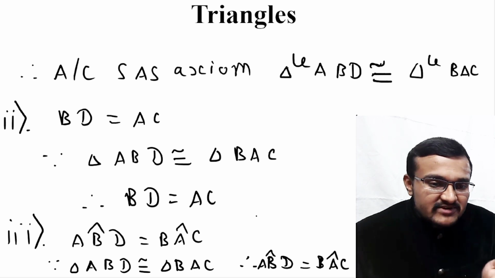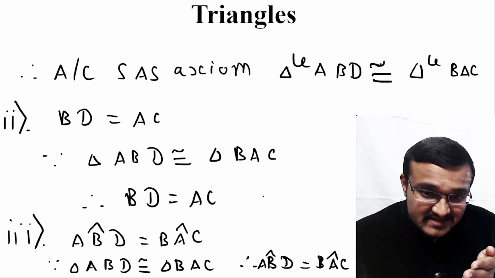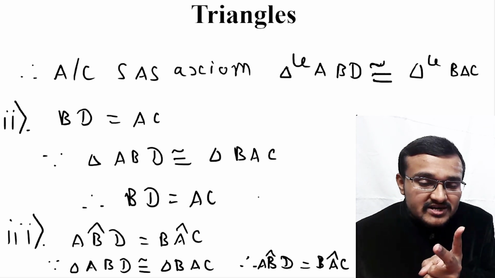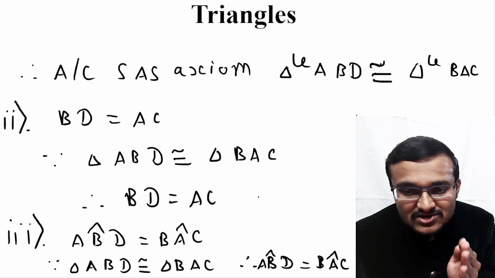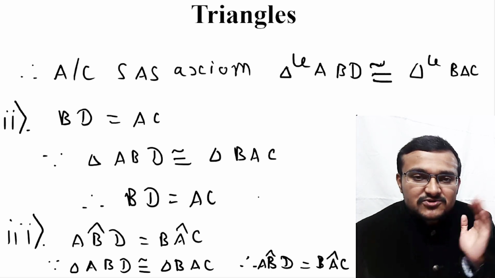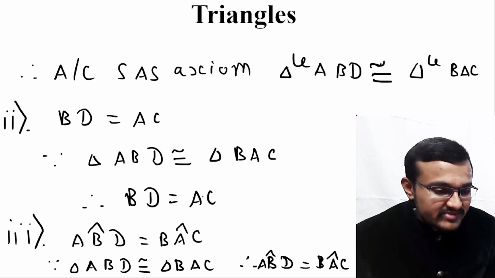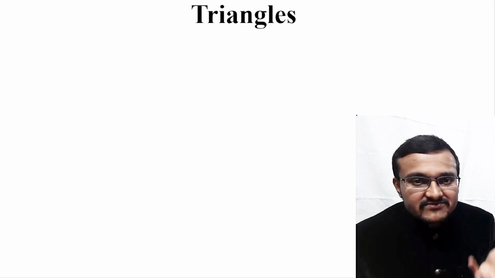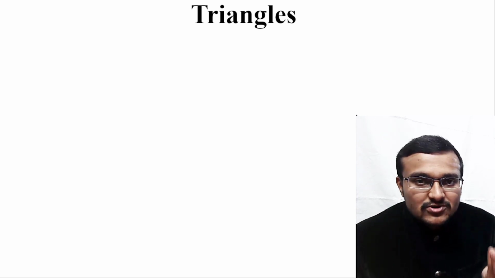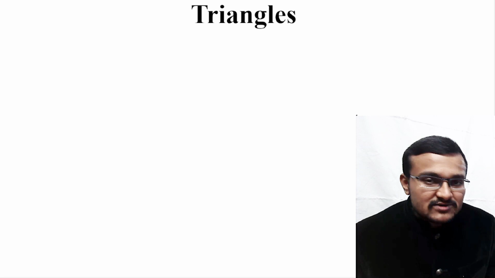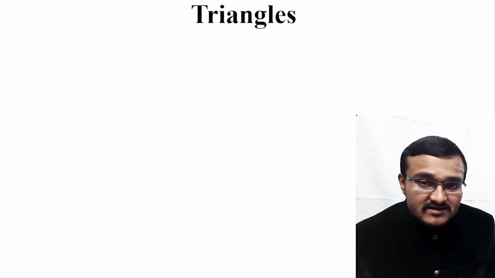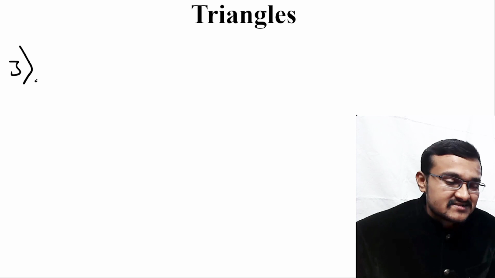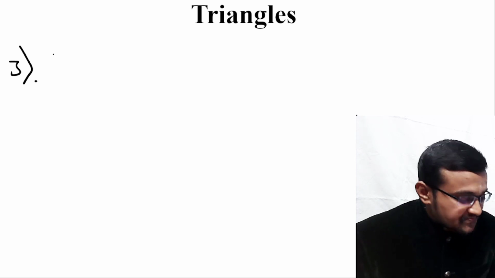So straight away, using SAS axiom, we have proved that these two triangles are congruent with each other. Using that congruency, we are proving BD is equal to AC, ABD is equal to BAC. So first question, if you solve, second and third question, straight away you can put that these two triangles are congruent. So side is also equal, angle is also equal in second and third question. So now we will move into the third question in exercise 7.1.